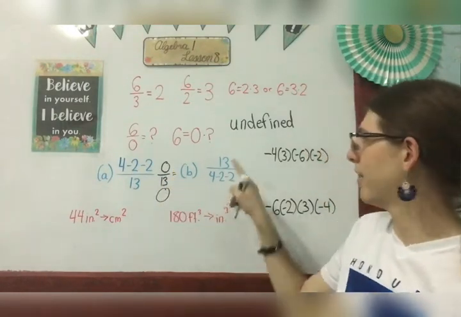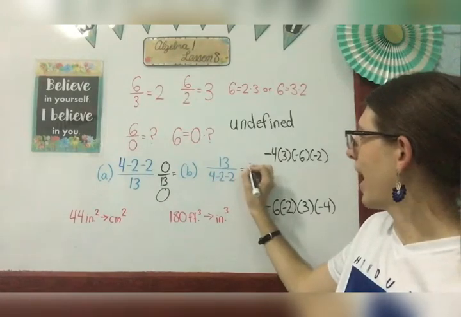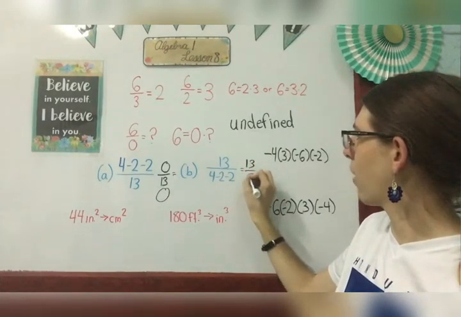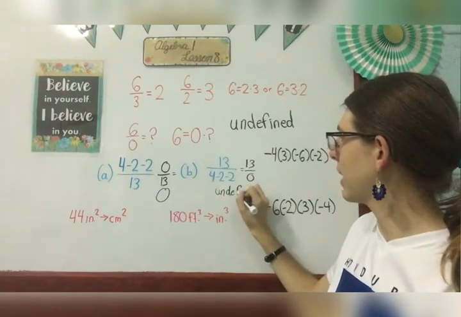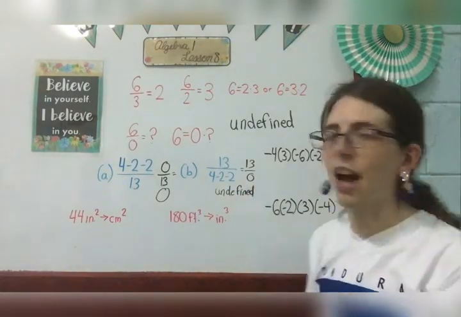But look at this one. If I switch it, so I know that it's going to be 13 over 0. Well, my answer has to be undefined here because my 0 is in the denominator.